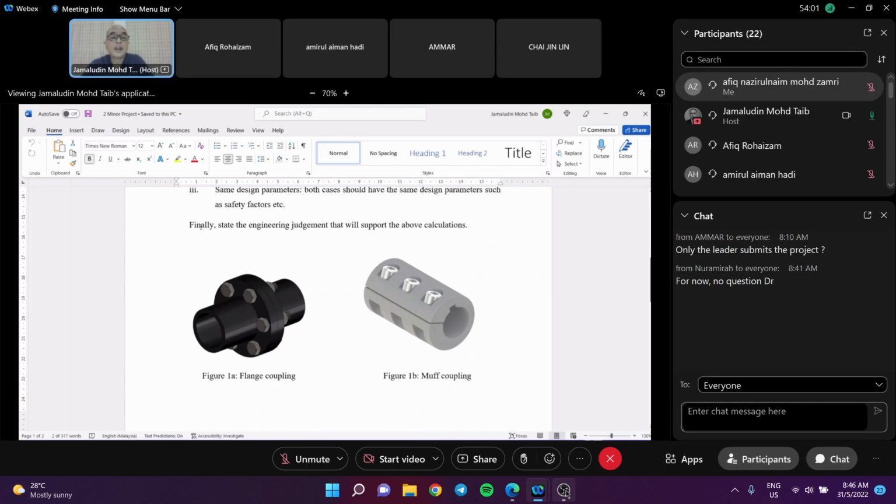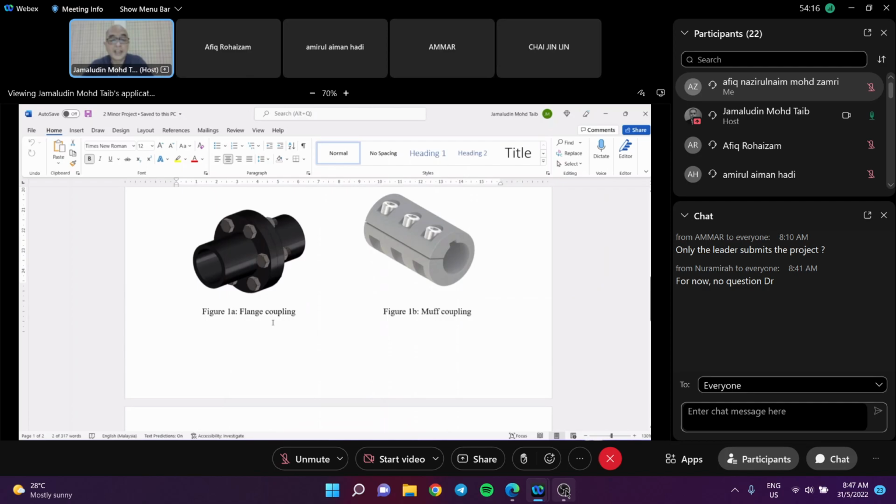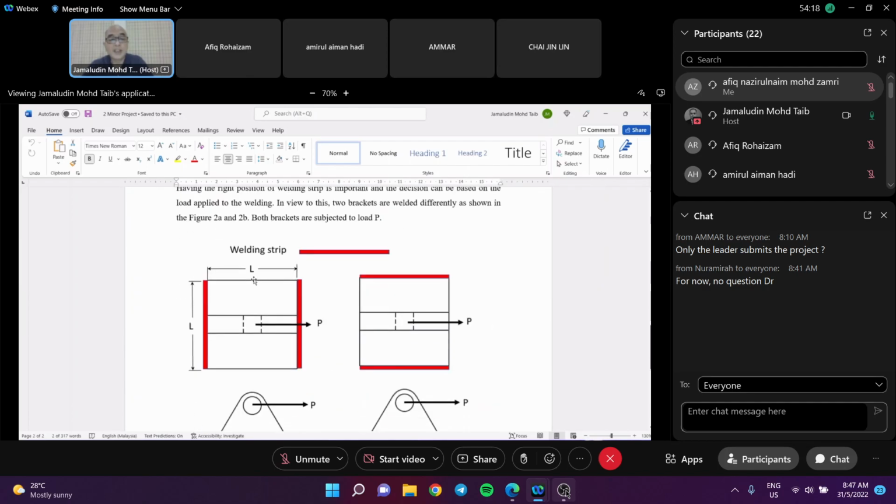Okay. State your final judgment on why you support the above question. Hopefully my judgment is right. Okay, according to my judgment, MAF coupling will have a higher load F compared to this one. Okay, maybe I'm wrong, not to worry. Okay, the same thing goes to here, right?